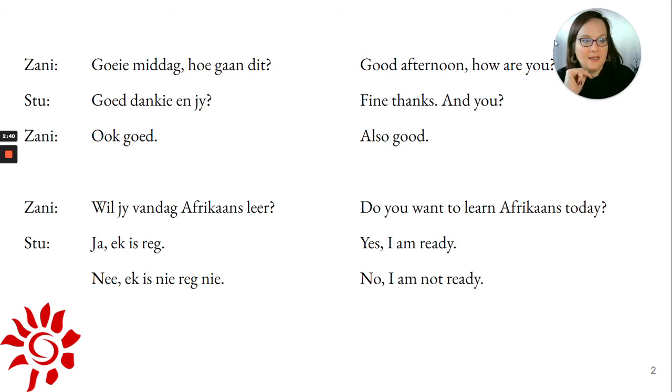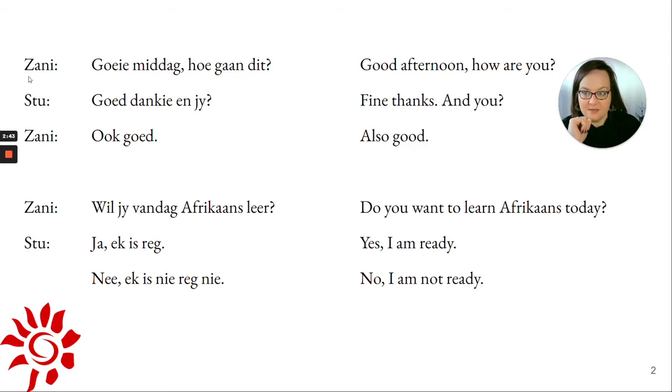Okay. I will be reading the Afrikaans side. You can echo with me. Goeiemiddag, hoe gaan dit? Goed, dankie. En jy? Ook goed. Wil jy vandag Afrikaans leer? Ja, ek is reg. Nee, ek is nie reg nie.